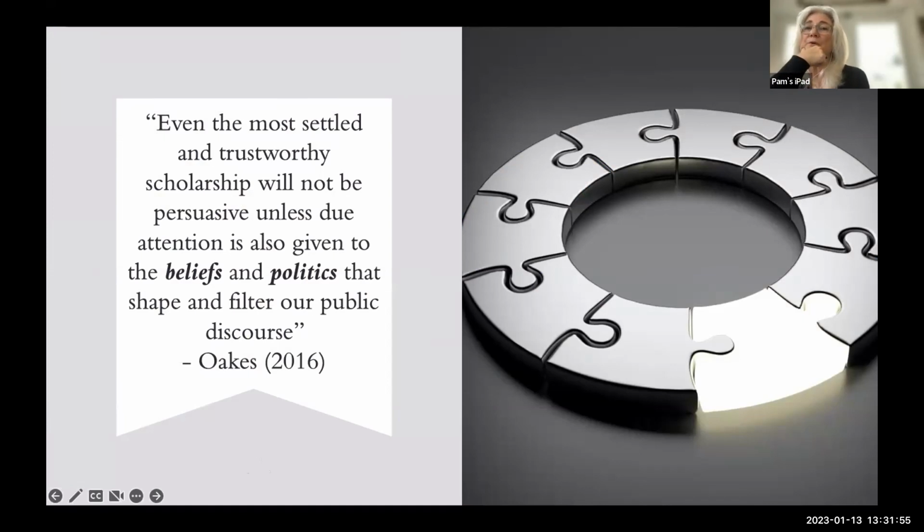So here we go, is another great quote. Even the most settled and trustworthy scholarship will not be persuasive unless due attention is given to the beliefs in politics that shape and filter our public discourse. So when I think about some of this kind of thing, I really do think a lot about policymaking.